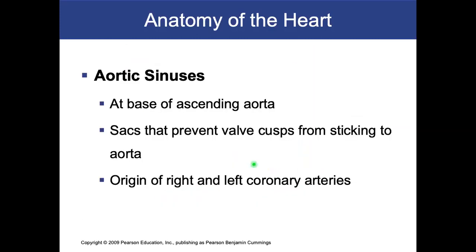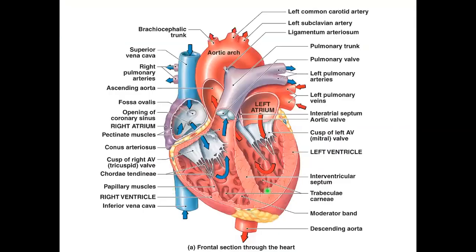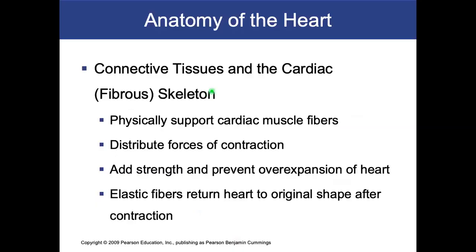Aortic sinuses. So aortic sinuses are at the base of the ascending aorta. They're sacs that prevent the valve cups from sticking to the aorta. This is the origin of your right and left coronary arteries. So if you could see, the sinuses are right here. There's one right there and one right there. And the aorta is actually behind the pulmonary. And so it's right after those valves. So it goes aortic valves, aortic sinus, and then ascending aorta.